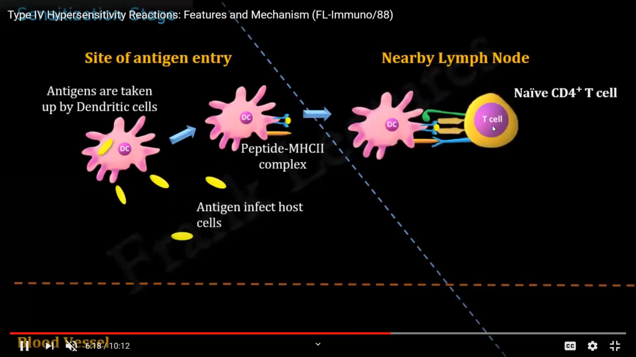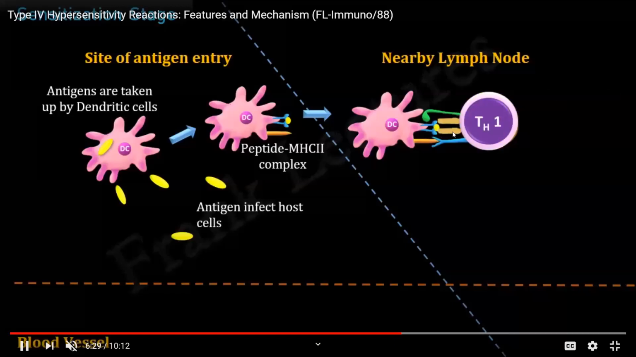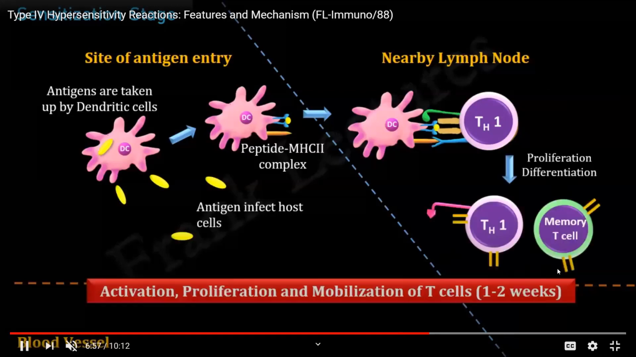In the lymph nodes, the naive CD4 positive T cells will be present. The dendritic cell carrying the peptide will combine with these T helper cells, and they will start proliferating and differentiating into different T helper cells. It will also form different memory T cells. This is happening in the first stage, the sensitization stage. This activation, proliferation, and mobilization of T cells takes place over 1 to 2 weeks, so it takes a long time.